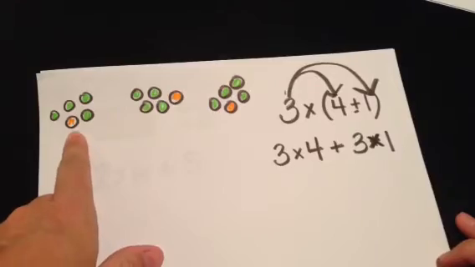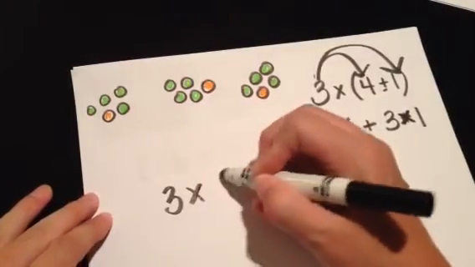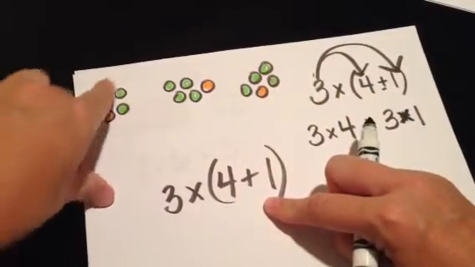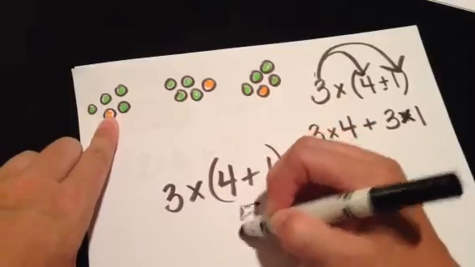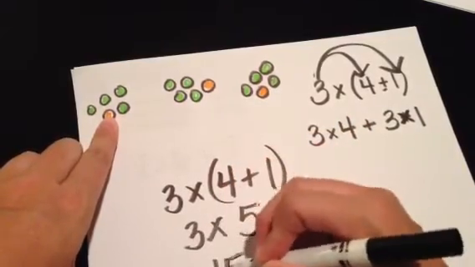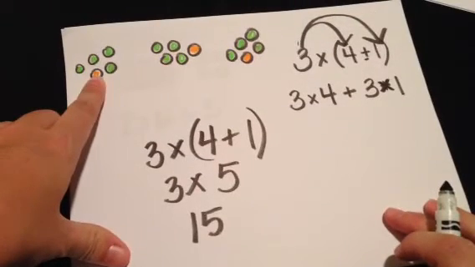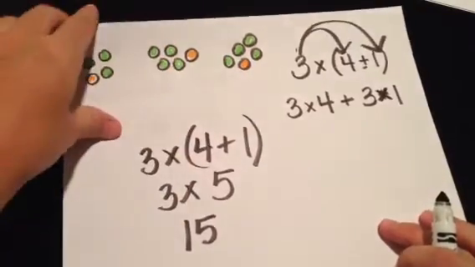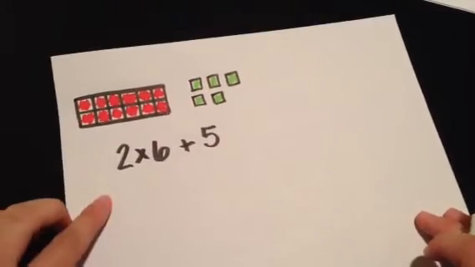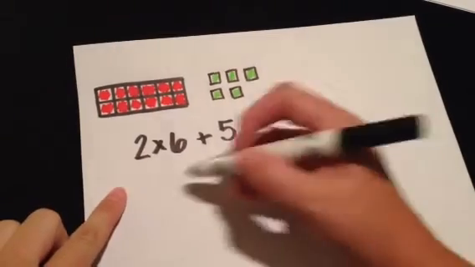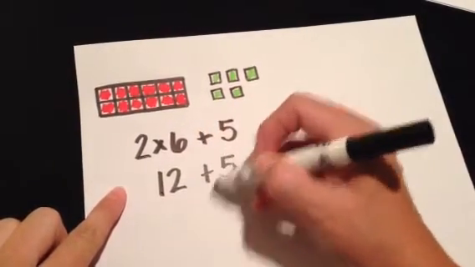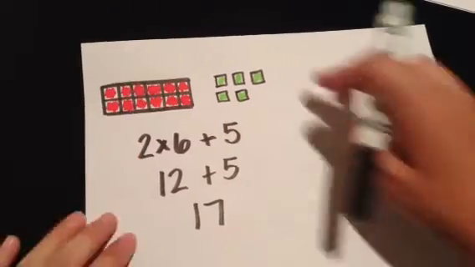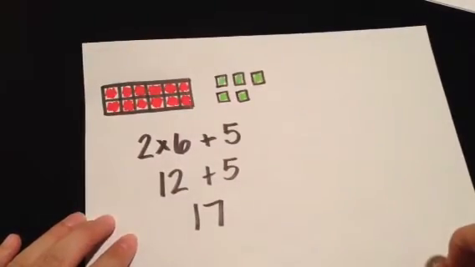So again, here I have 3 times 4 plus 1. And if I do 4 plus 1 first, that's me adding 4 green plus 1 orange to get 5. And there are 3 groups of that, so there should be a total of 15 circles. And if we count those up, we can see that there are, in fact, 15 circles. Same thing with this problem. We would do the multiplication first to get 12 plus the 5 left over, leaving us a total of 17 squares. And if we counted each of those squares up, you would see that we did end up with 17.